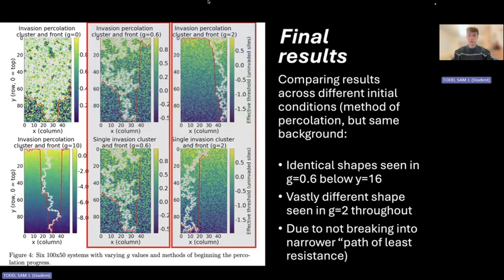Looking at the results, there are identical shapes at G = 0.6 between the universal front and the single front site starting off invaded. However, in the G = 2 case, the single invasion front does not fall into the same channel that the universal front finds. So the graphs look very, very different.